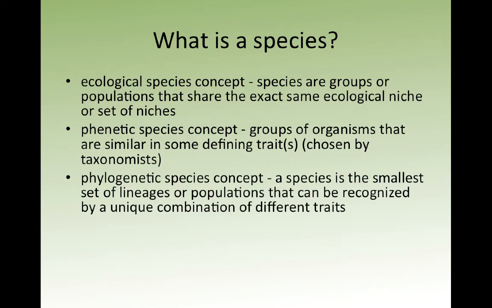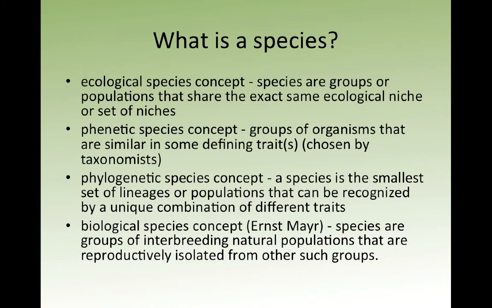Finally, there was another group in evolutionary biology referred to as the phylogenetic species concepts. This was a concept where they looked at a species as the smallest set of lineages or populations that can be recognized by a unique combination of different traits. Nowadays we use genetics to determine these traits, but in the past these were physical observable characters. And we were looking at the smallest set of lineages or populations that could define a unique combination of these different traits.